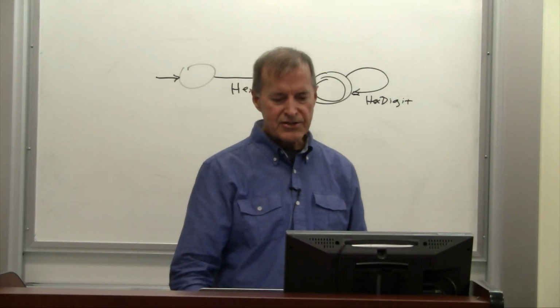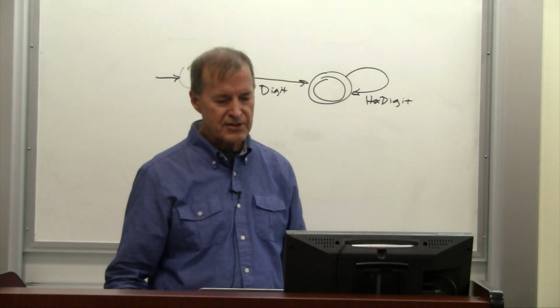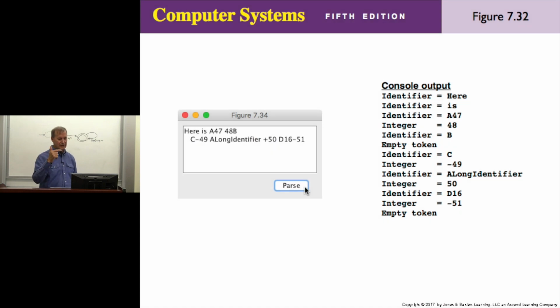Okay, so the demo that I just gave actually is here on figure 7.32, and it's in the book. So let's go through here in a little bit more detail and figure out exactly what happened, and then we'll do a code walkthrough and see how it happened. Now check this out. As we see on the slide, here, and then a space, so the identifier equals here, is, identifier equals is. Now look, the A47, the 47 was after the letter A. So it recognized A47 as a single identifier. Is everybody with me on this?